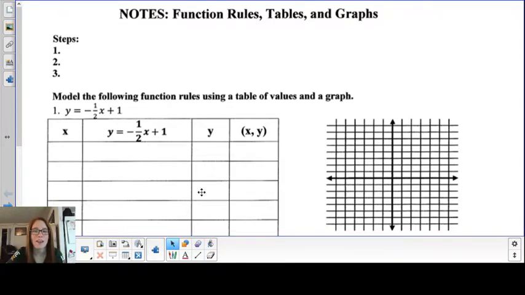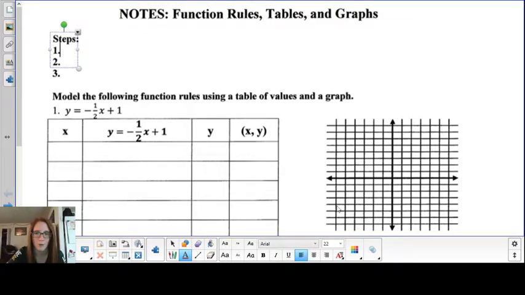Alright guys, so today we are going to start talking about function rules, tables, and graphs. We kind of started it a little bit in some of the earlier videos, but we're going to go into more depth today.